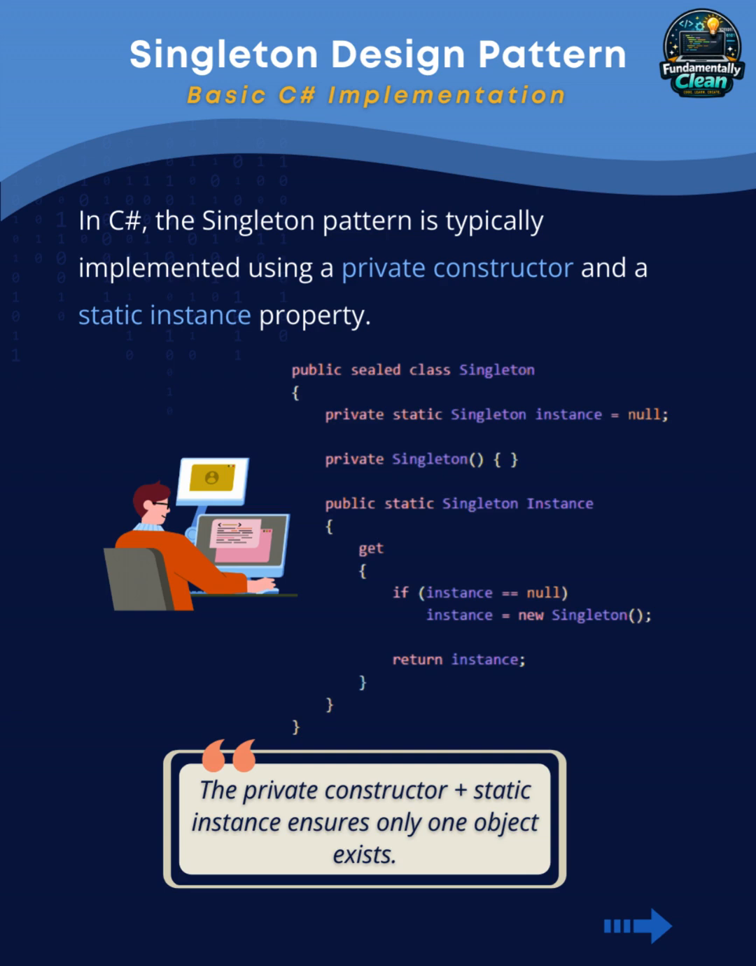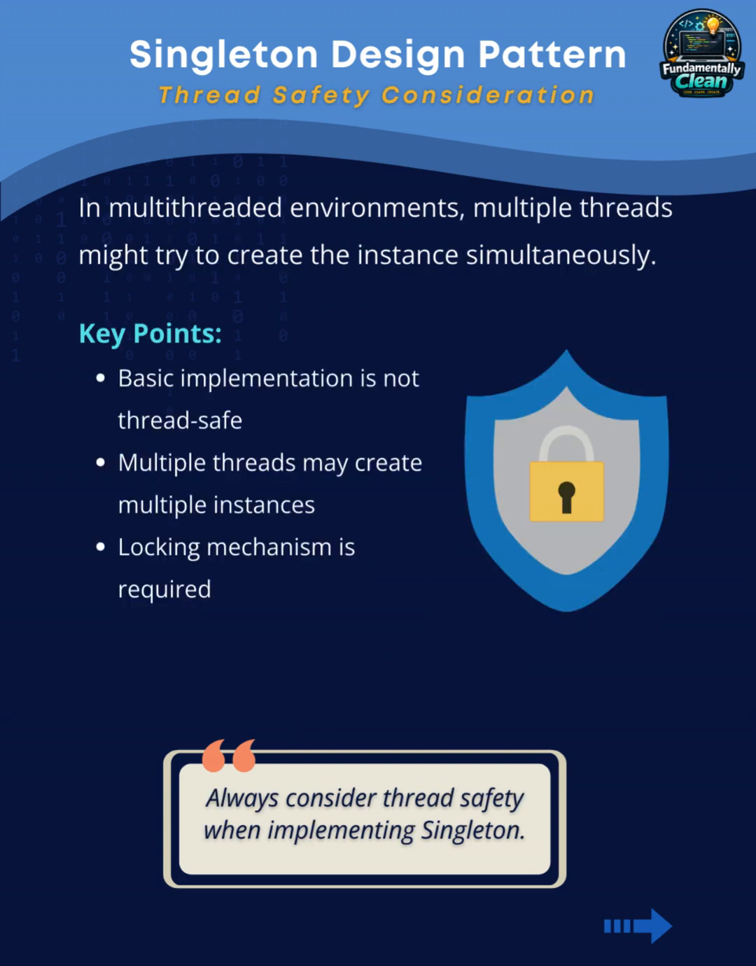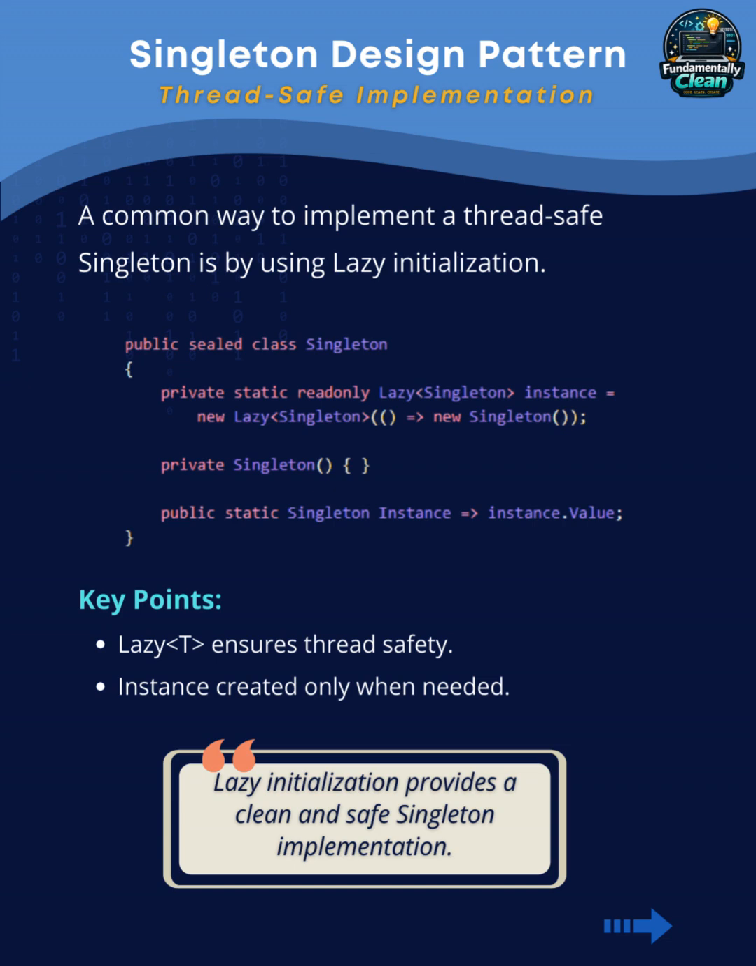exist. Clean and simple. But wait, in a multi-threaded app, 2 threads could try to create the instance at the same time. That breaks our singleton. So the basic version is not thread-safe. We need a locking mechanism. The cleanest solution? Use lazy initialization. The instance is created only when it's first needed, and it's automatically thread-safe. One line replaces all that locking boilerplate.